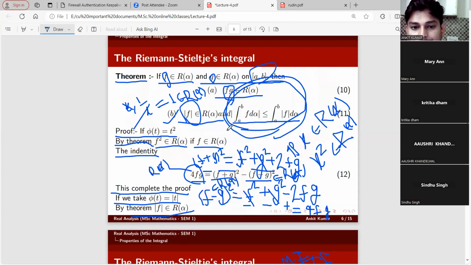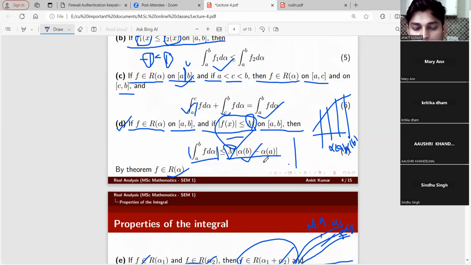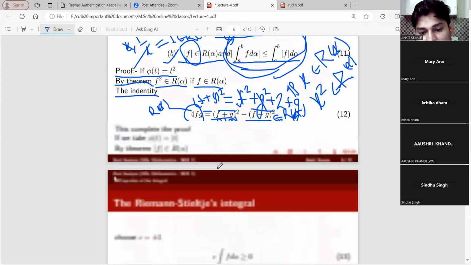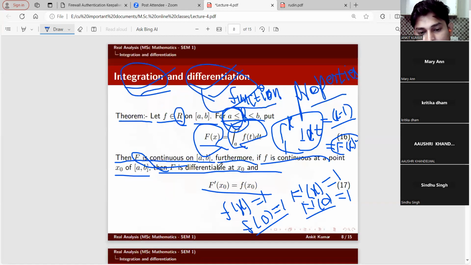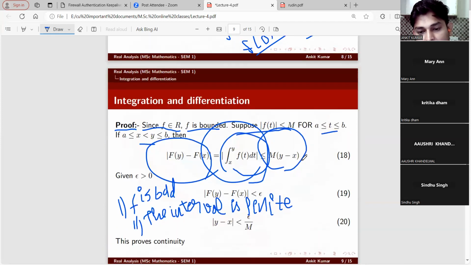Because we studied this property: the modulus value of the integral from a to b of f dα is always less than or equal to M(α(b) - α(a)). So using this property, we write this line M|y - x|.